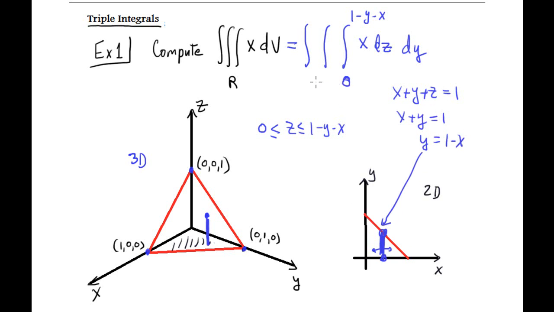And finally, we extend it from 0 to 1, that is the x value. Okay, and this is the setup for the triple integral. Wait, I forgot the x here. The x is this integral, the integral dy is this integral, and this is this integral.